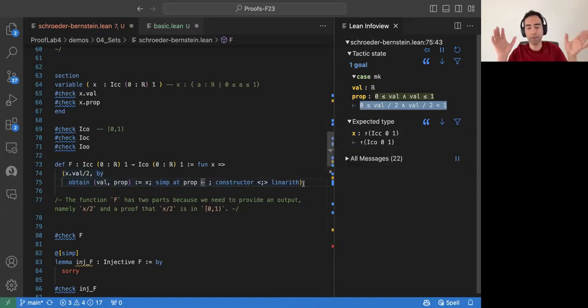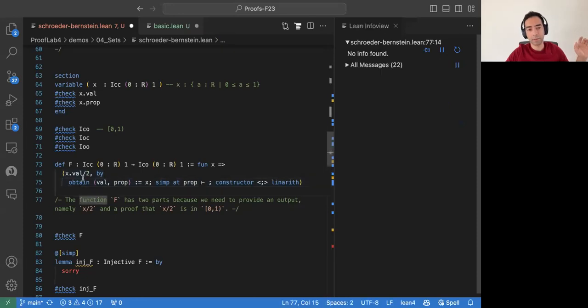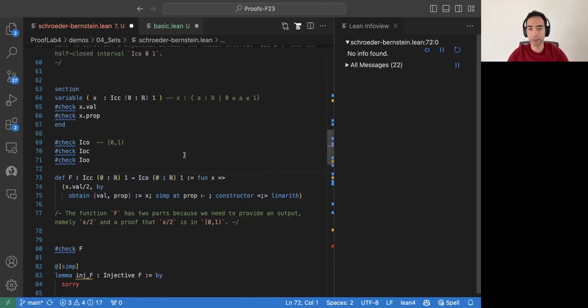So this was a high level view of this, but we are going to get more into the details of what's going on here. But maybe a high level view is that we needed to provide two things, because we needed to provide a value and prove that value actually belongs to interval 0 and 1. Any questions about this?